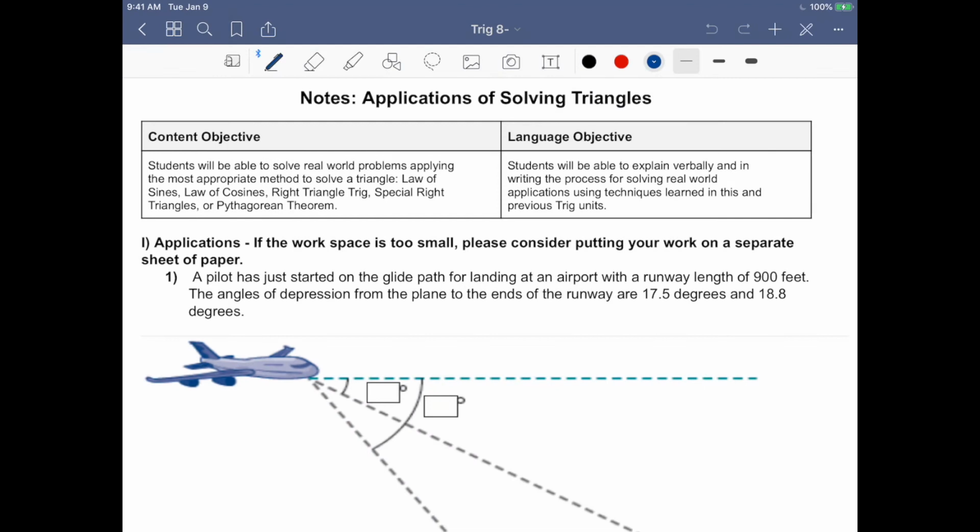Welcome to our notes on applications of solving triangles. Students will be able to solve real-world problems applying the most appropriate method to solve a triangle, either the law of sines, the law of cosines, right triangle trig, special right triangles, and/or the Pythagorean theorem.